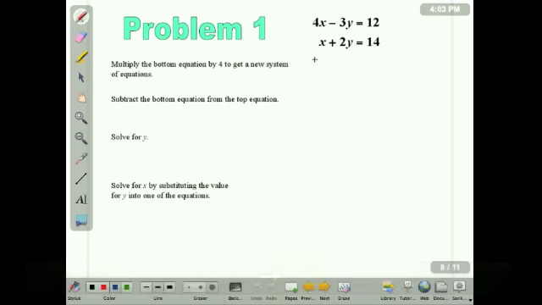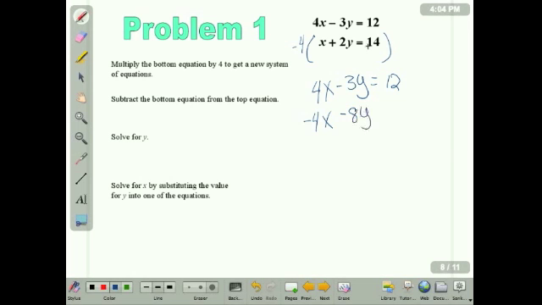Okay, so let's figure out what we're going to do here. I'm going to choose to eliminate my x's first. So I'm going to multiply this bottom one by a -4. I'm going to write my top equation down, and I'm going to multiply -4 times x to get a -4x. -4 times 2y becomes a -8y, and -4 times 14 becomes a 56.